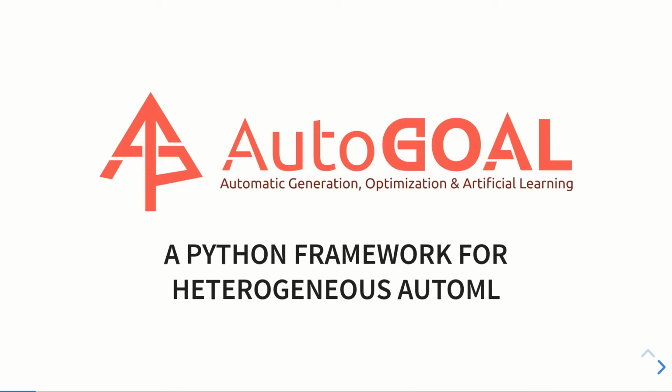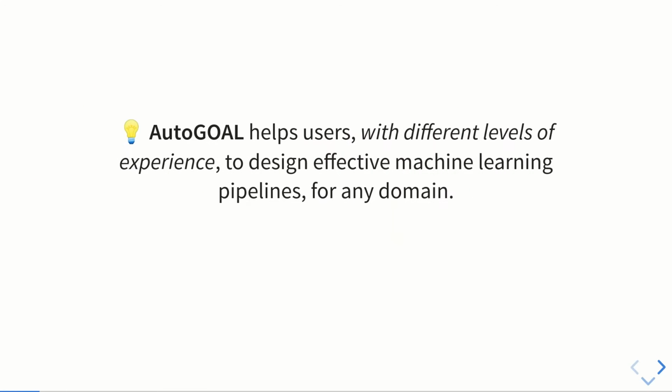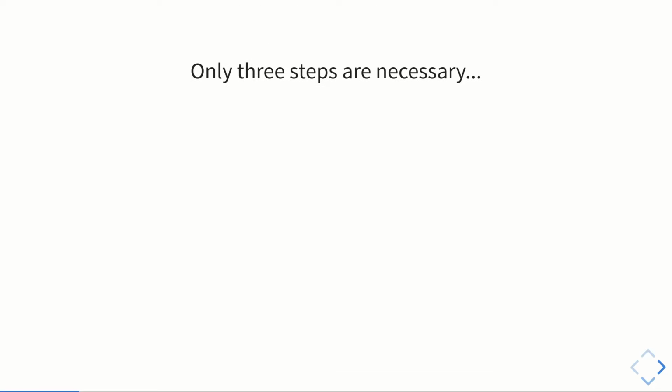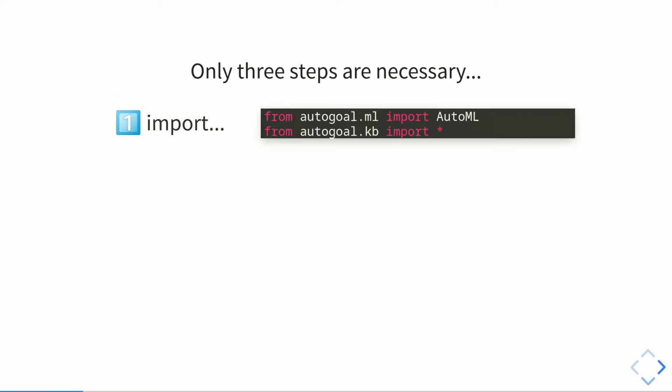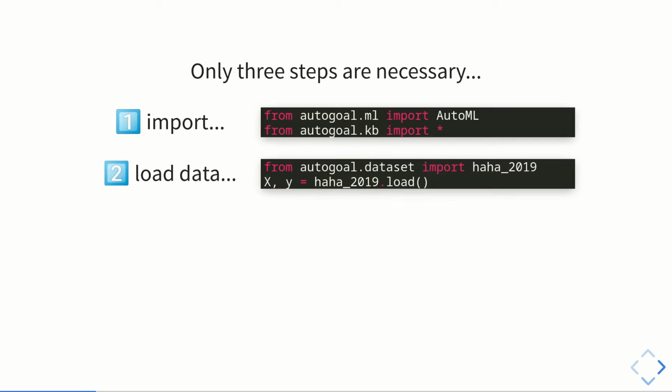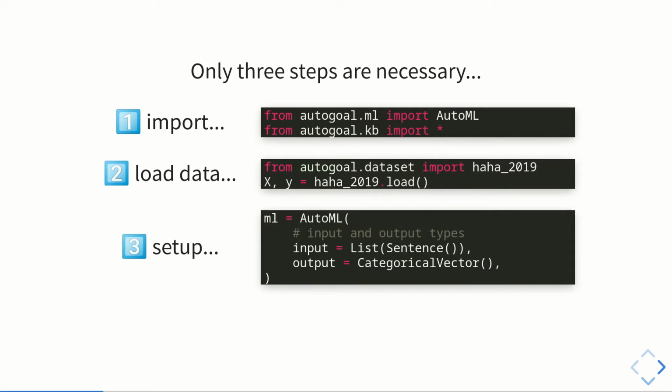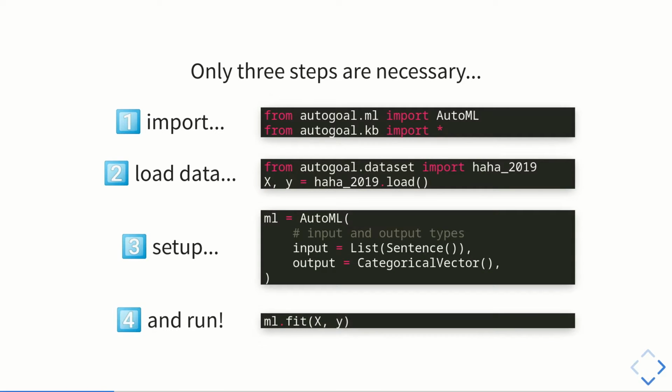AutoGOAL, a Python framework for heterogeneous auto-machine learning. AutoGOAL helps users with different levels of experience to design effective machine learning pipelines for any given domain, and is very easy to use. Only 3 steps are necessary. You have to import the library, load your desired dataset, do some initial setup, and run.